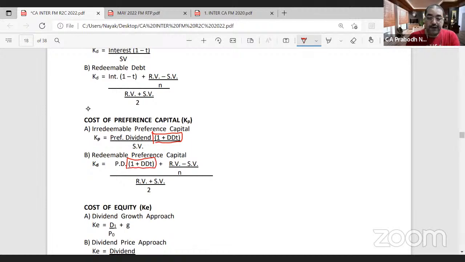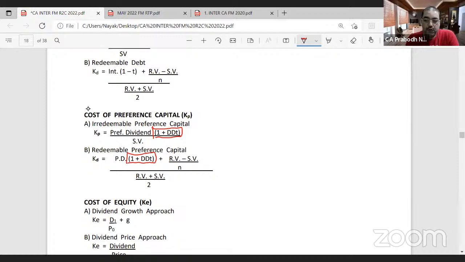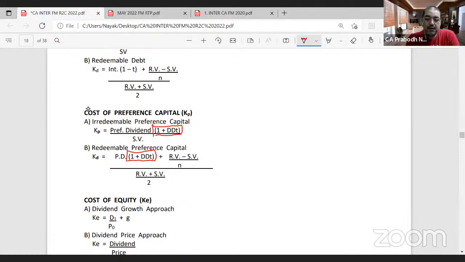So only if they specifically mention dividend distribution tax, do not go to write your own dividend distribution tax. You have studied it in tax, but don't show your tax knowledge here in FM. It is not appreciated, you do not get additional marks. In fact, your existing marks will be reduced. So don't go to show your tax knowledge over here. Dividend distribution tax is to be considered only if it is specifically mentioned in the question.